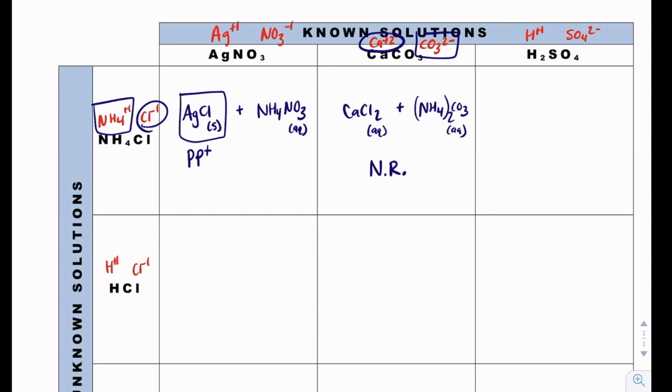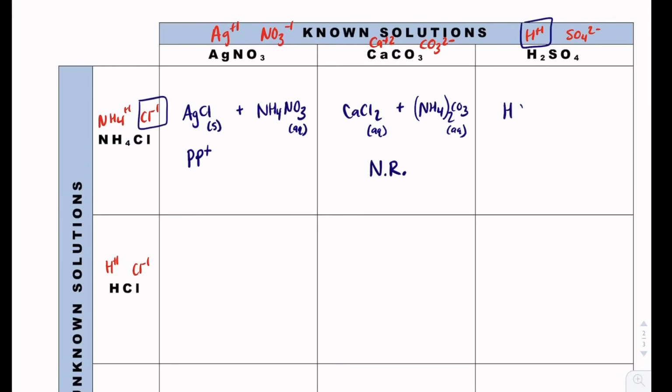Okay, when we mix those two, sure, we're just going to have a bigger solution, but no product or evidence of chemical change is going to occur. Okay, now let's mix some more. We're going to take hydrogen, H plus, mix it with chloride.